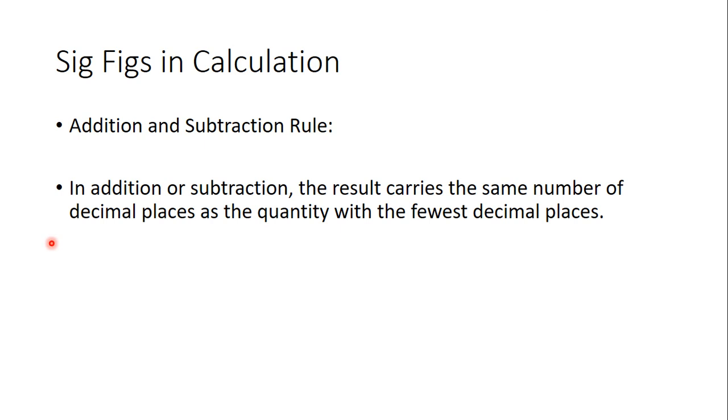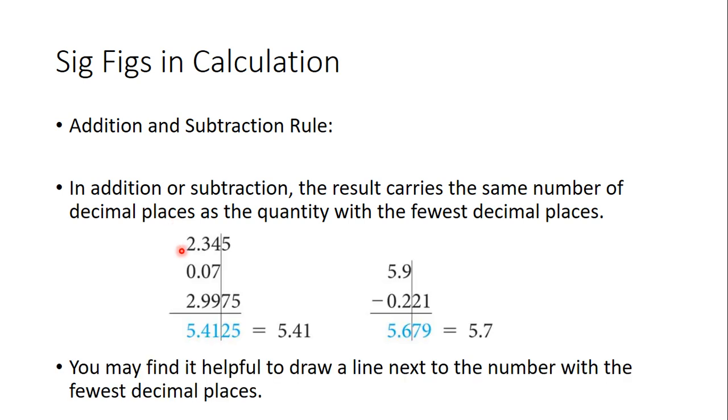Let's look at addition and subtraction. Here, we're not looking at the total number of sig figs. We're looking at the decimal places. Our result needs to have the same number of decimal places as the quantity with the fewest decimal places. So let's take a look here. We're adding 3 numbers together. This number only has 2 decimal places, while this number has 3 and this number has 4. Since this number has the fewest decimal places, our answer should only have 2 decimal places.